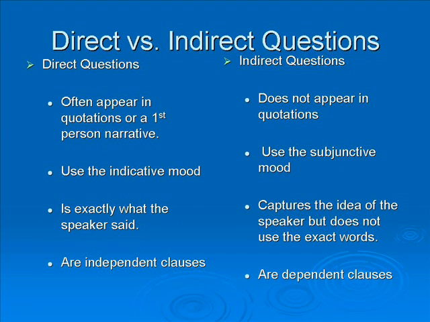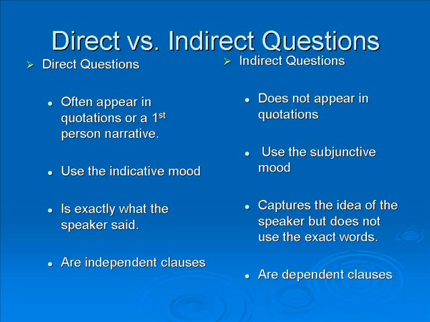Now we are going to compare direct questions and indirect questions. We have seen and used direct questions since the beginning of Latin 1. Direct questions use the indicative and translate without any special rules. Direct questions are independent clauses and can stand on their own. Direct questions can easily be identified because they are often placed in quotations or a first-person narrative. A direct question is exactly what the speaker said, same words and same word order.